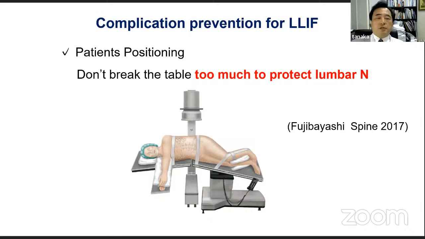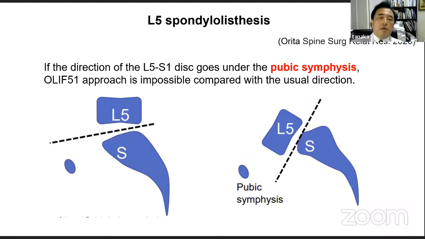For patient positioning, you shouldn't break the table too much, because if you break the table too much, you elongate the lumbar plexus. That's why it's a high risk of lumbar plexus palsy. And also, if you would like to put the cage into L5-S1, if the angle is like this, the pubic bone prohibits your surgical field. That's why this is a contraindication for OLIF 5-1.